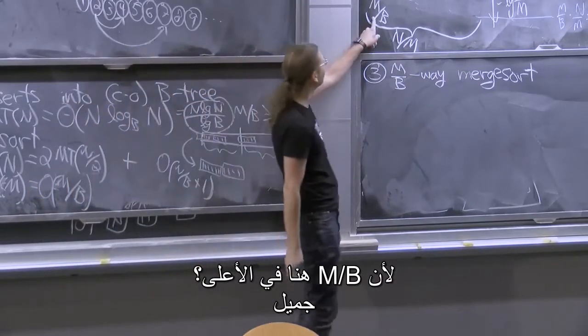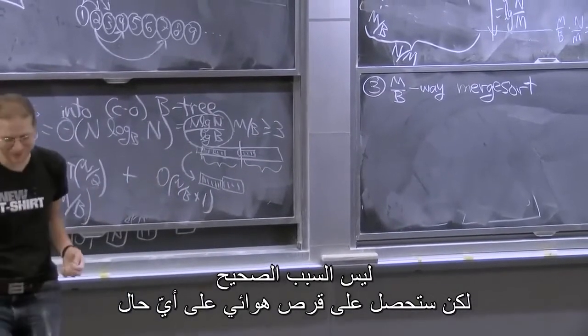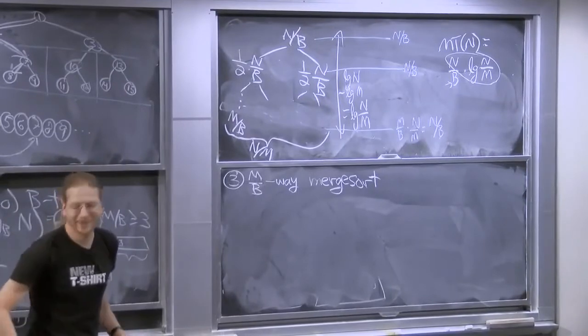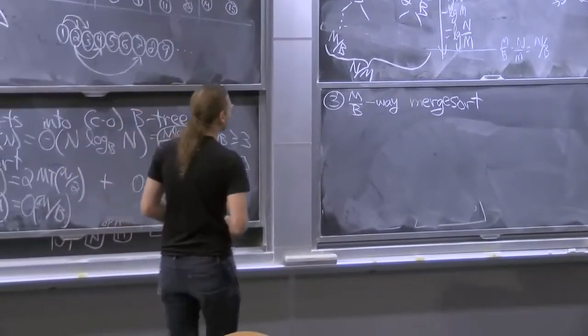You're just, because m over b is up here? Nice. Not the right reason, but you're good at Frisbee anyway. All right, let's see if I can do this. Would you like another one? Add to your collection? All right.